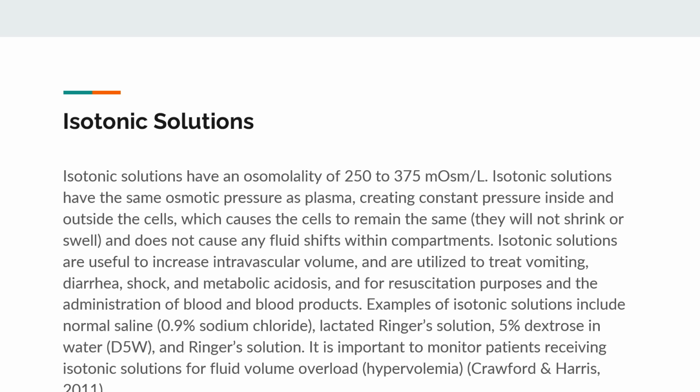Isotonic solutions are useful to increase intravascular volume. And they're typically used to treat vomiting, diarrhea, shock, metabolic acidosis, and for resuscitation purposes. They are also used in the administration of blood and blood products. Examples of isotonic solutions include your normal saline, your 0.9%, your lactated Ringer's, your 5% dextrose in water, which is a D5W, and your Ringer's solution. It is important to monitor patients receiving isotonic solutions for fluid volume overload or hypervolemia.